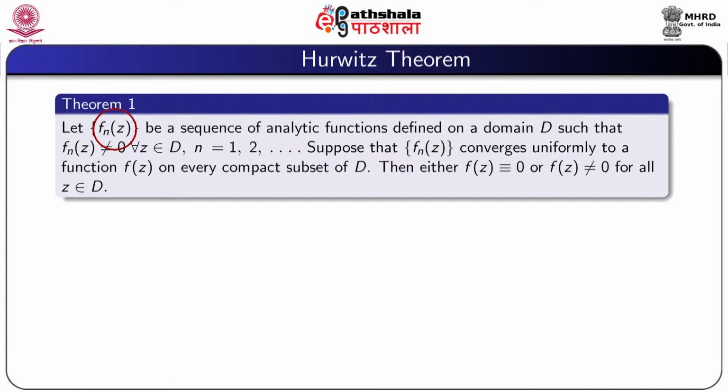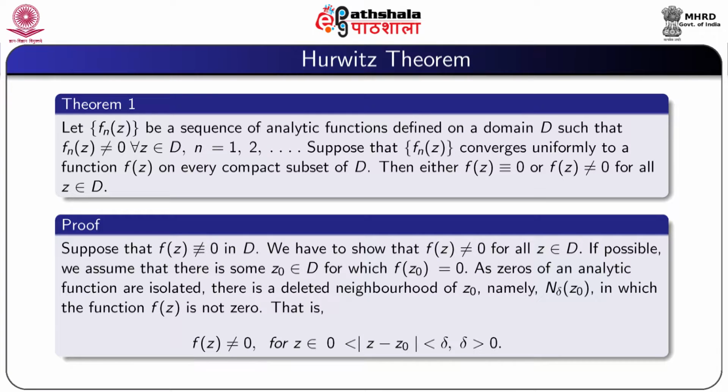Let f_n(z) be a sequence of analytic functions defined on a domain D such that f_n(z) not equal to 0 for all z belongs to D and n equal to 1 to infinity. Suppose that the sequence f_n(z) converges uniformly to a function f(z) on every compact subset of D. Then either f(z) is identically 0 or f(z) not equal to 0 for all z belongs to D.